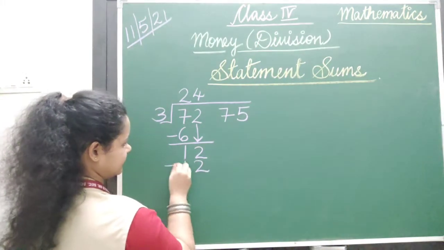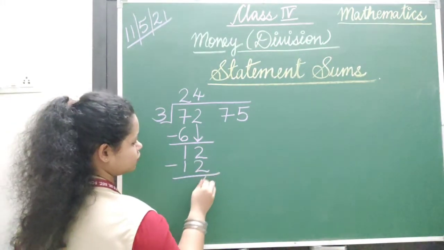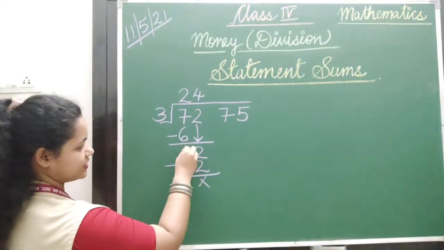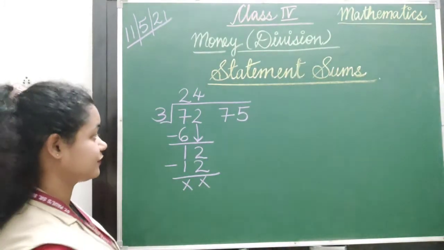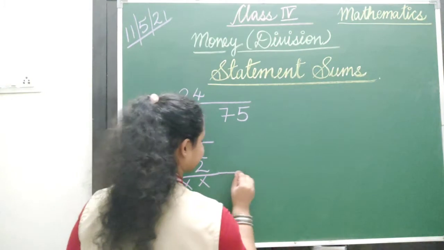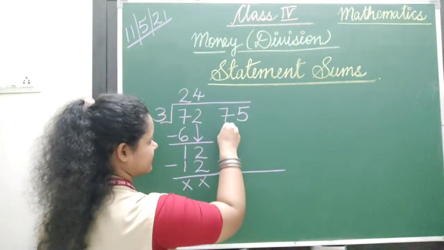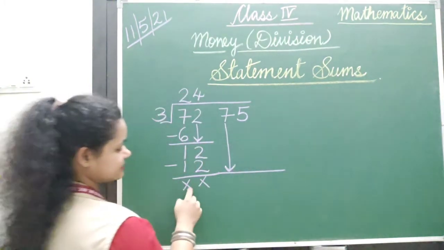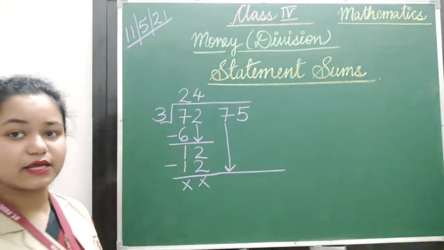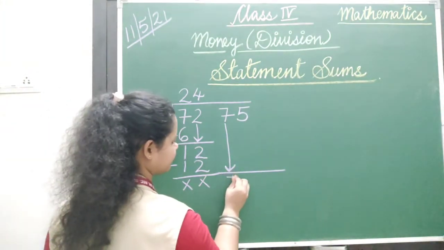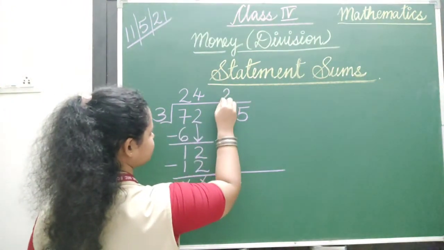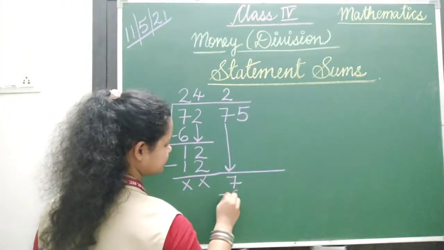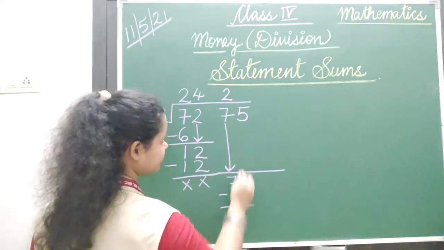Subtract 2 minus 2, 0, that means nothing. 1 minus 1, again 0, that means nothing. Now, we have the next number. In this step only we are going to take this number down. So this is 7. Again 3 twos are 6. 7 minus 6 is 1.